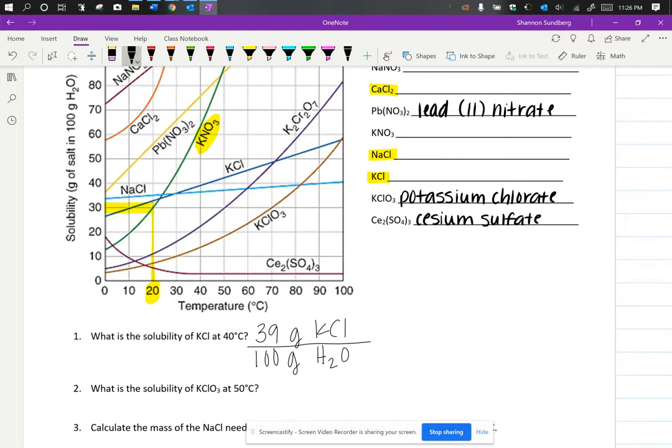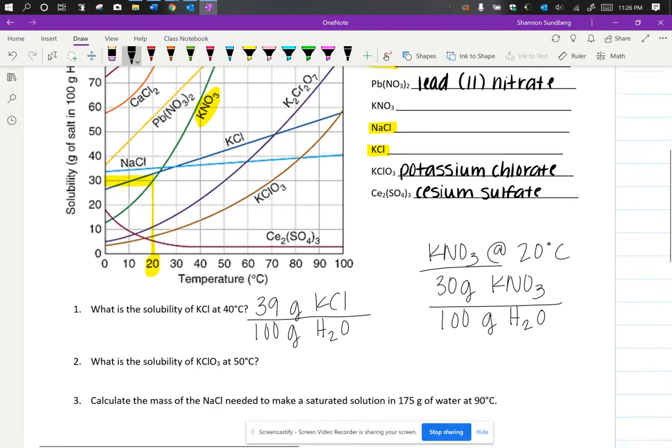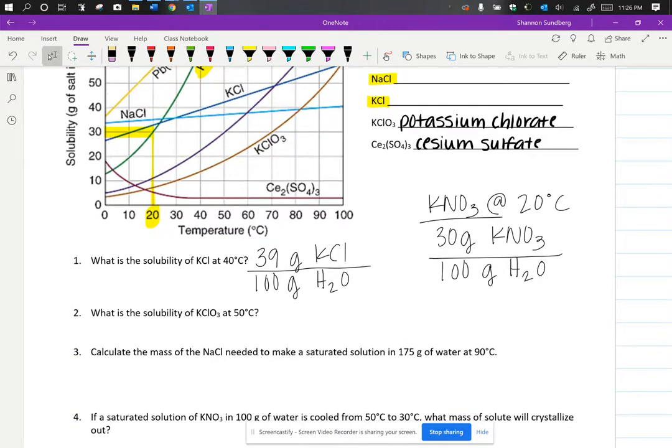So for potassium nitrate, the solubility, I'll just put my made up example over here. So for KNO3, at, let's say, 20 degrees Celsius, we are going to say that 30 grams of KNO3 will dissolve per 100 grams of water. Those two little examples should help you with number 2, because I'm going to leave that so you can get some points for that.